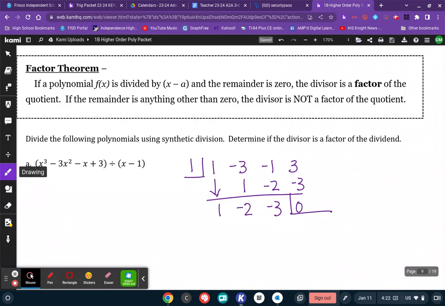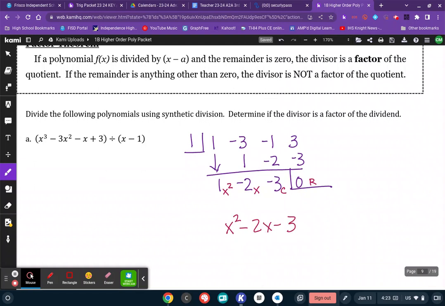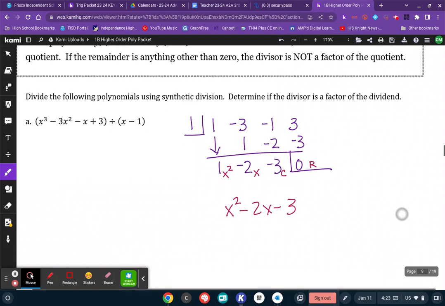The last value I get is always my remainder, and then it's my constant, and then I begin with x to the first and x squared. My quotient is going to be x squared minus 2x minus 3. I've ended up with a 0 remainder. So I now have shown that x minus 1 is indeed a factor of that dividend.